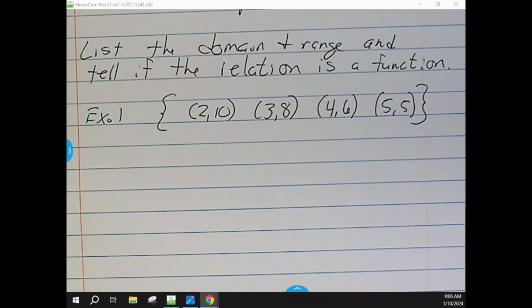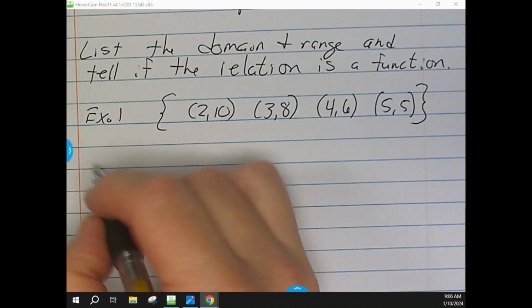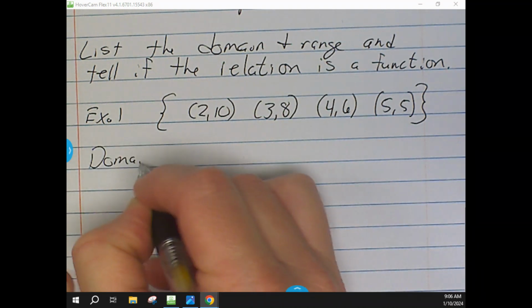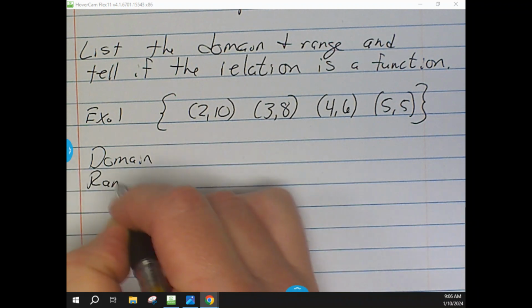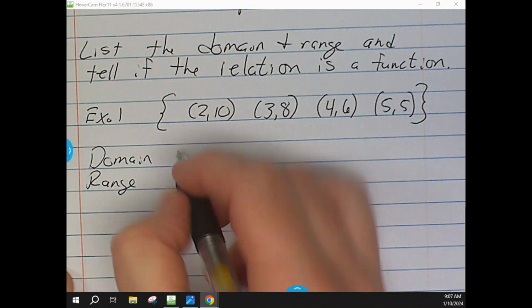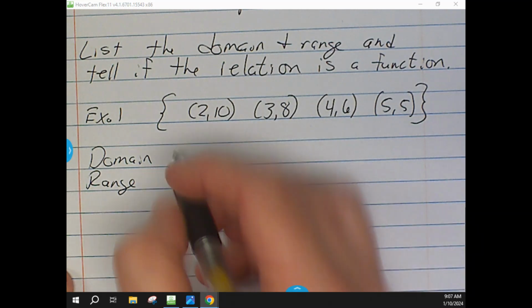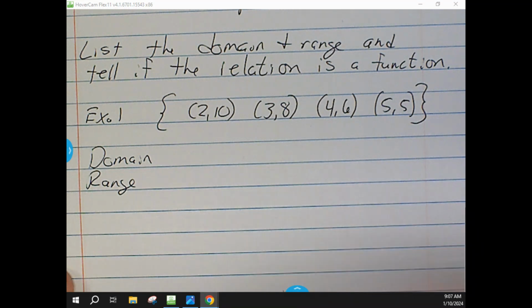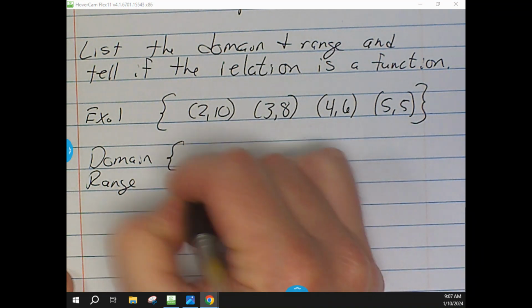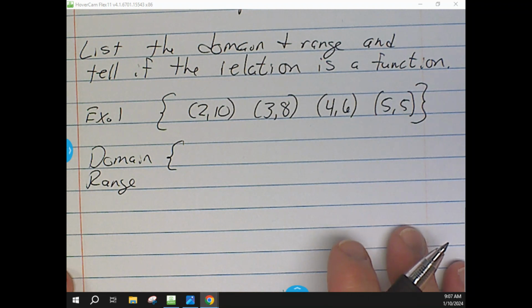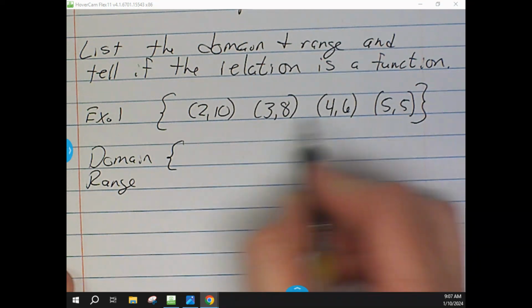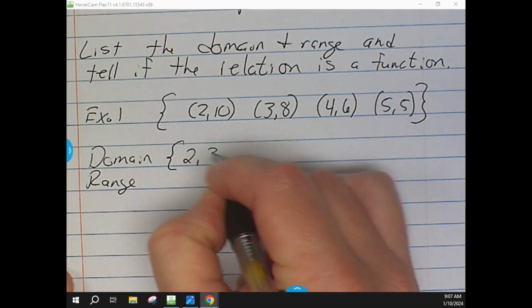Okay, so 4 points: (2,10), (3,8), (4,6), (5,5). All right, let's just make sure everybody's okay with this one. When we talk about domain and range, domain is your x values. If you're filling in the blank on MathXL, usually they'll give you some kind of bracket outside. So domain is just your x values. It's 2, 3, 4, and 5. Then you just list off those numbers.